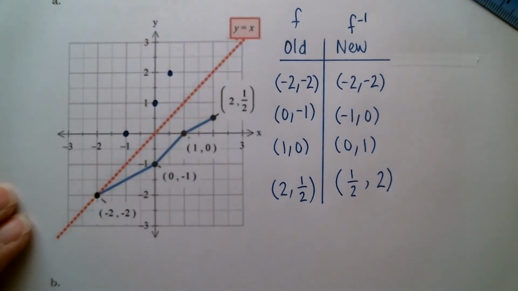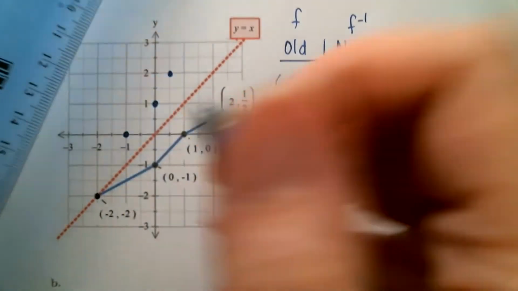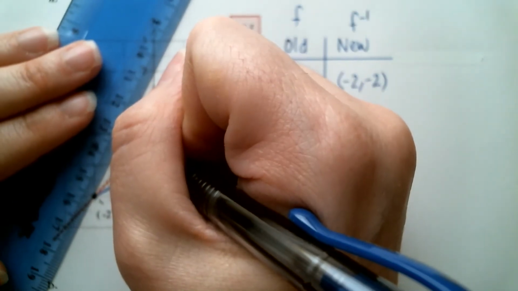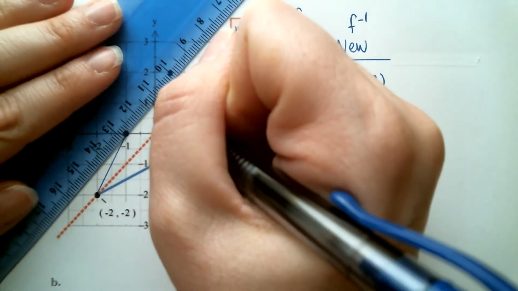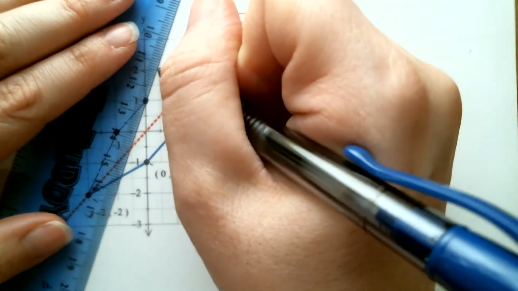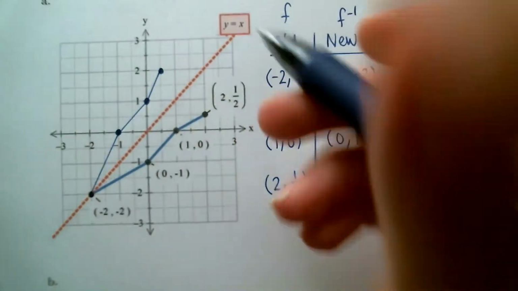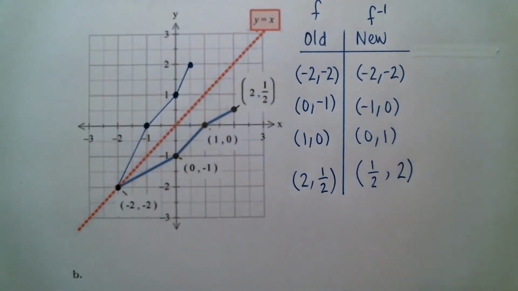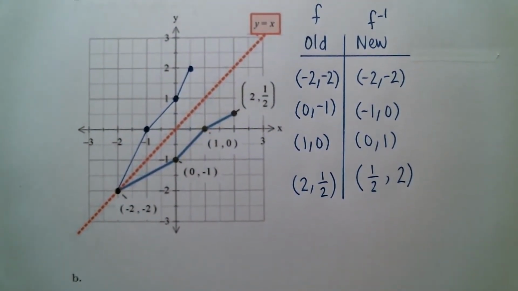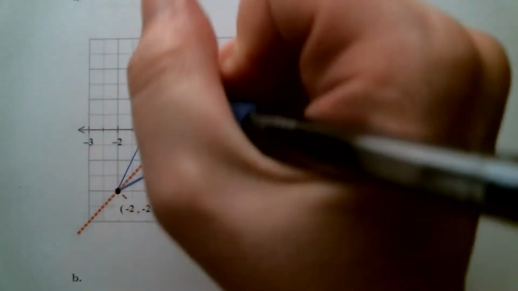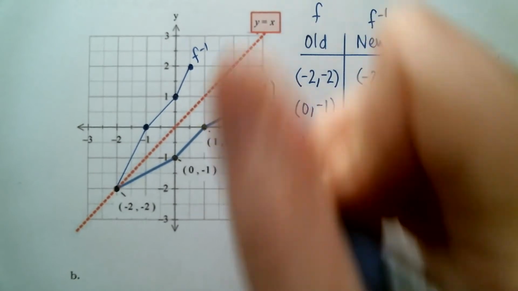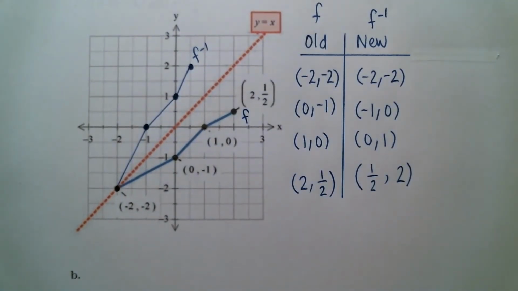Now we're going to connect with the same basic shape. So basically, you're drawing between each pair of points, connecting them with a line. So you're going to have this, this, and this. Notice that they were generous enough to give you the line y equals x. Let me label this. This is f inverse. This is f. Your original function and your inverse function should be reflections of each other over this line y equals x. And you can see that if you folded your sheet of paper along this red dotted line, the two graphs would lie on top of each other.